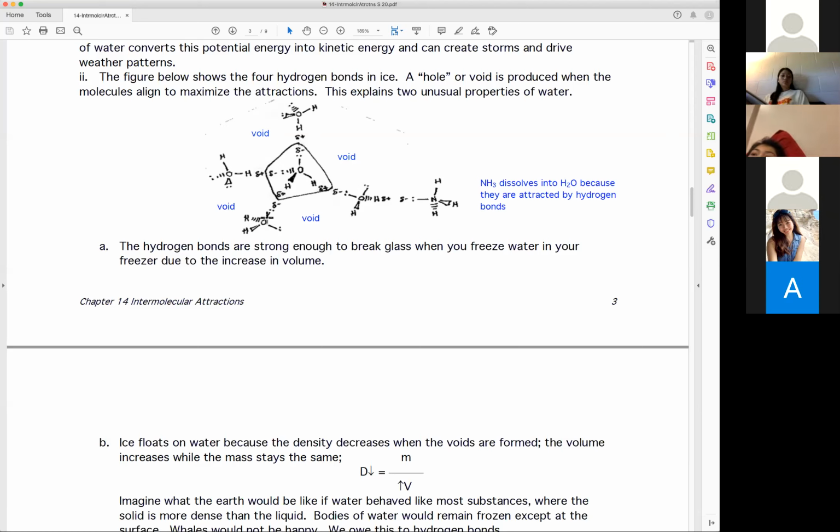Now, what happens if you start to increase the temperature? If you start to increase the temperature, these guys are bouncing around more and more and more. They're able to break those attractive forces, so this water molecule could end up inside this void. So what happens to the volume of ice when you melt it? The volume goes down because these water molecules can start to occupy those voids. Does that make sense to you?